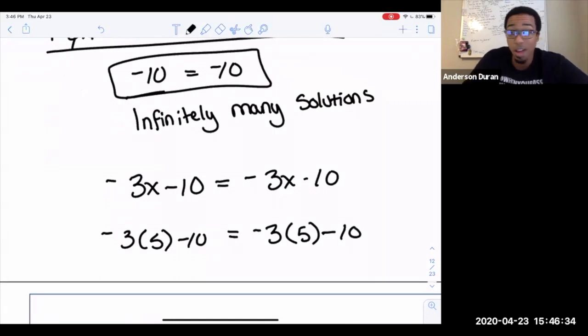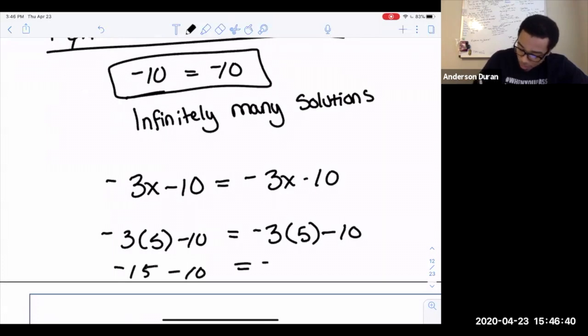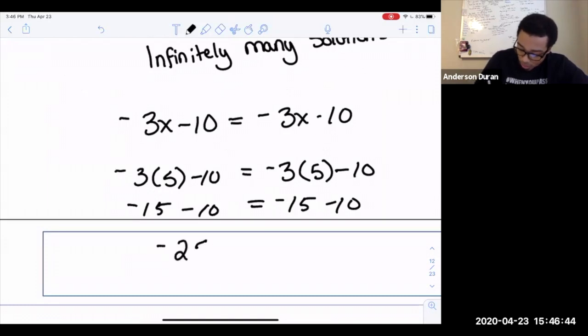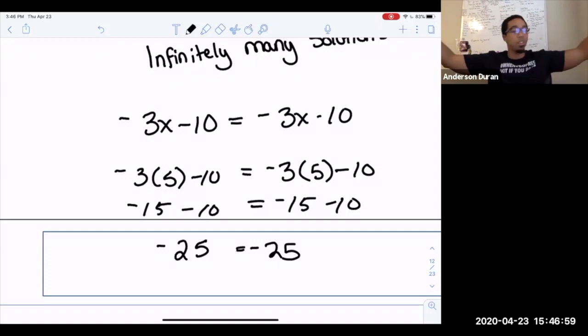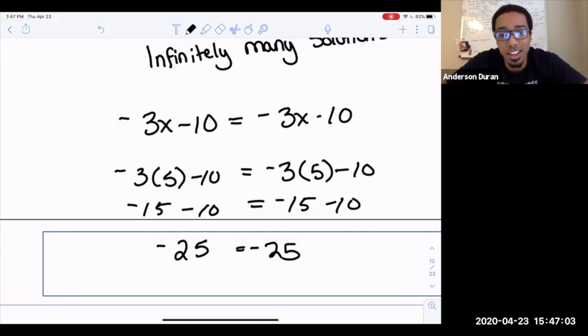Absolutely. Yes, it is a rule, but I'll say absolutely. Because again, -15 minus 10 is what you have on the left side. And on the right side is -15 minus 10, which will end up being -25 equals -25. So again, you get the same thing on both sides. No matter what you plug in for x, the equation is true. And because of that, you can select all the numbers, an infinitely many set of numbers.